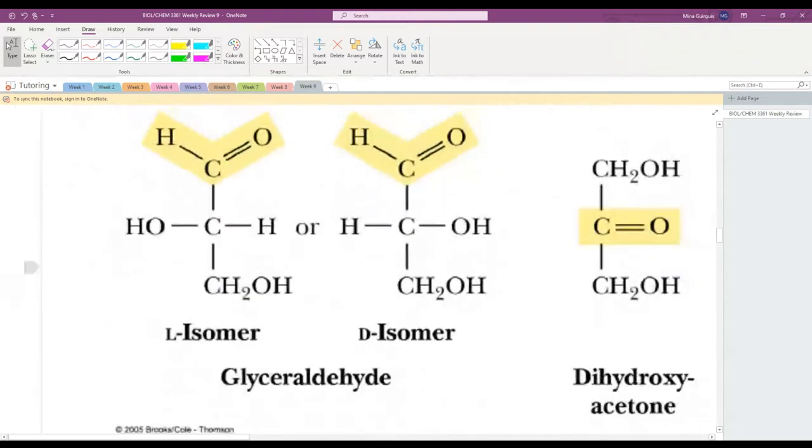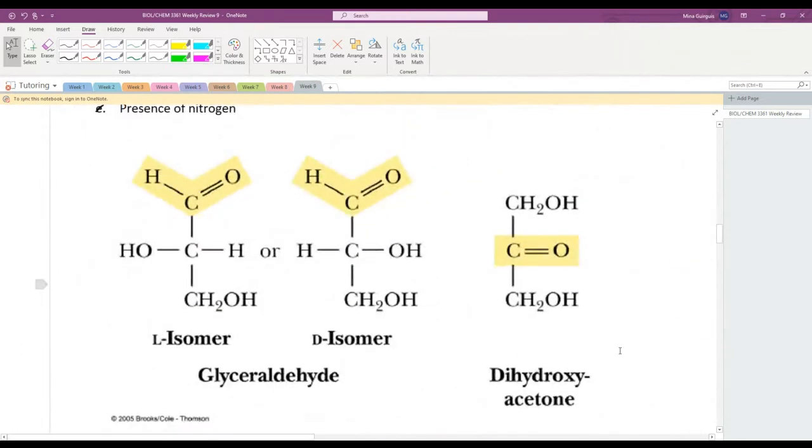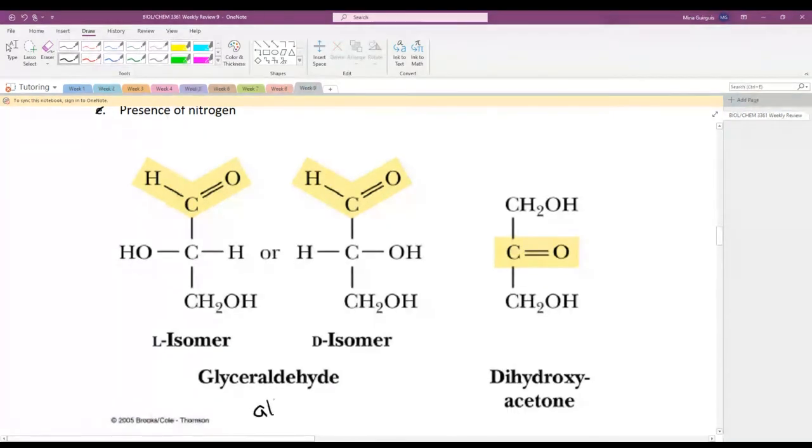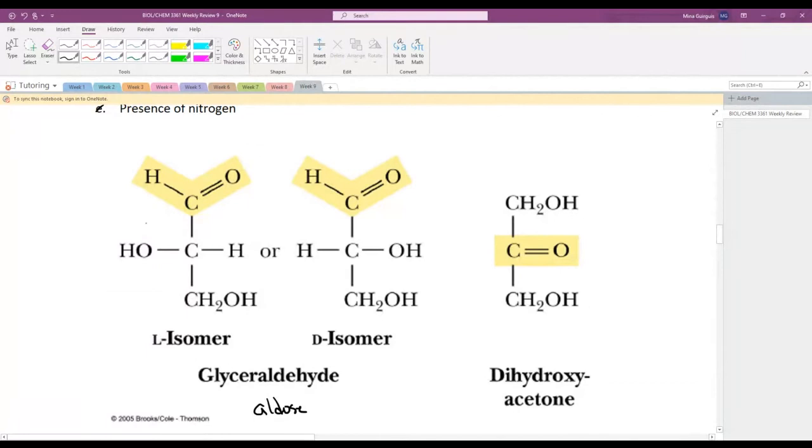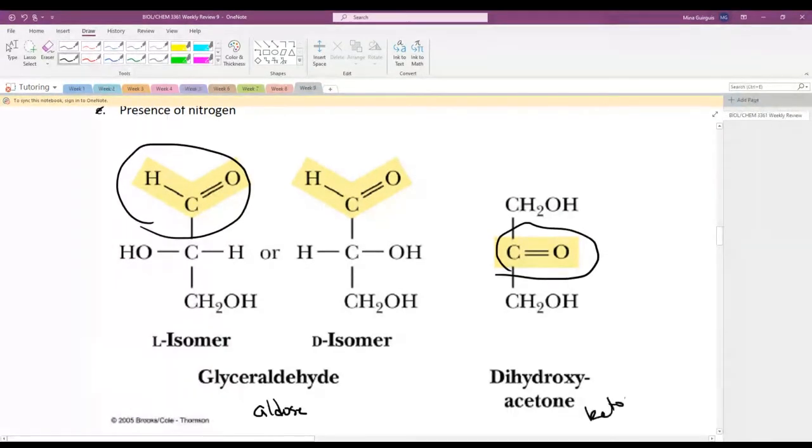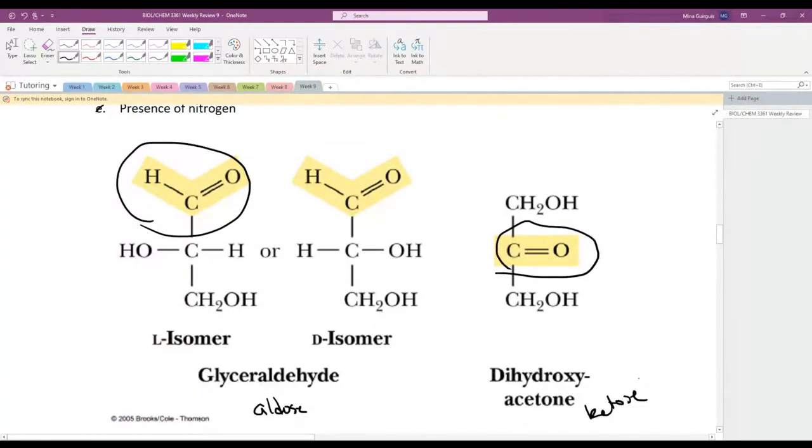So these are a couple of examples, glyceraldehyde and dihydroxyacetone. Glyceraldehyde is a great example of an aldose. In fact, it's highlighted. You have an aldehyde here, which makes it an aldose. When we look at dihydroxyacetone, it's got a ketone. Makes sense. Okay, so this is the difference between an aldose and a ketose. It's basically just the position of the carbonyl, because if the carbonyl is in the first or the last position, it has to have a hydrogen with it. It has to be an aldose. If it's in the middle, it's got to be a ketose.